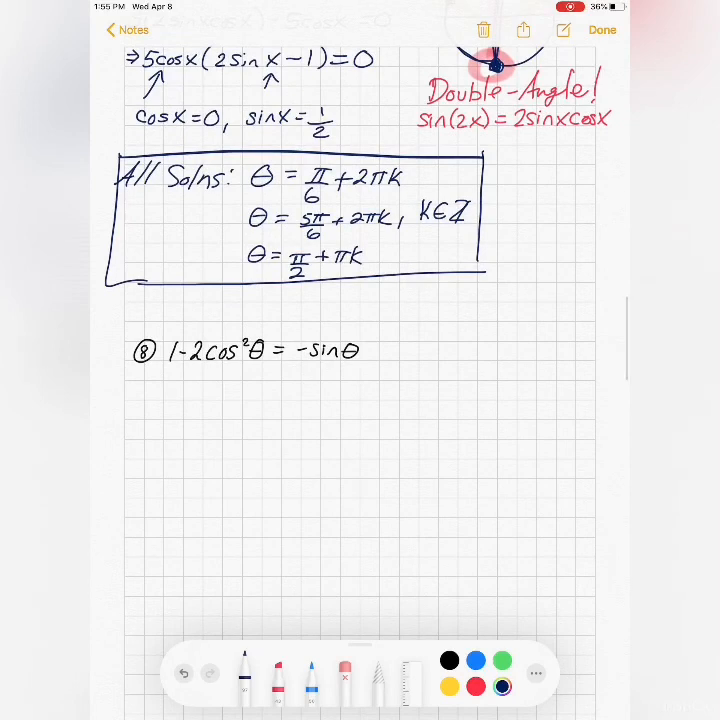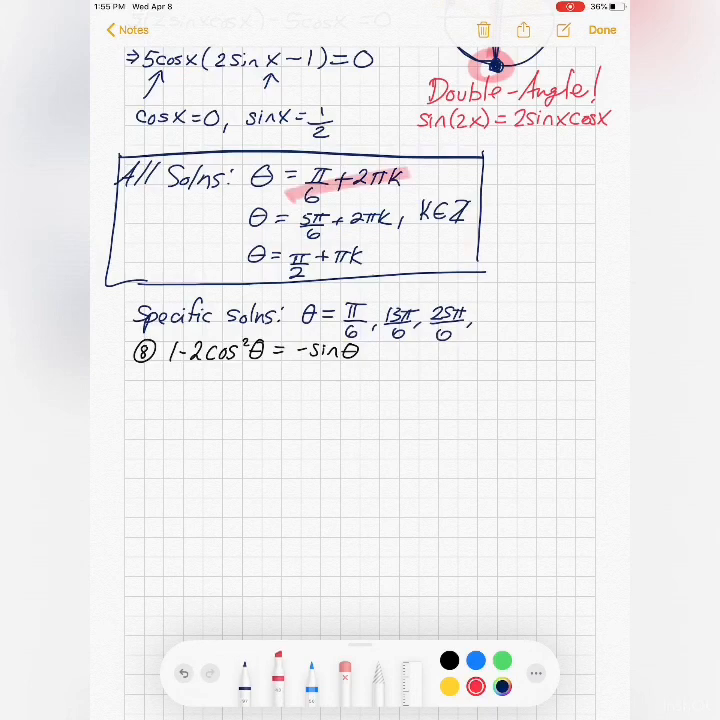I don't know, should I find a few specific solutions? Okay, I can start with pi over 6. I'm adding 12 pi over 6, so 13 pi over 6, 25 pi over 6. So that's using that equation. Let me look at that one. 5 pi over 6, again I'm adding 12 over 6, 17 pi over 6, 29 pi over 6.